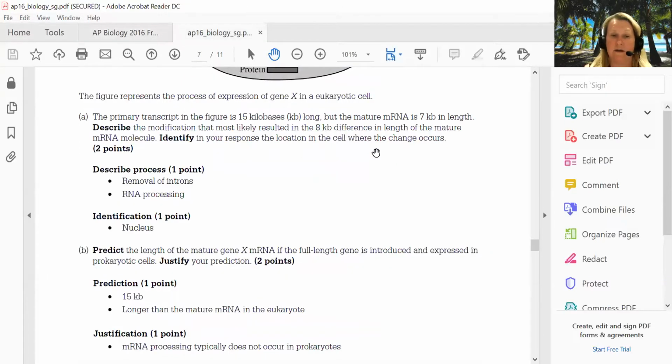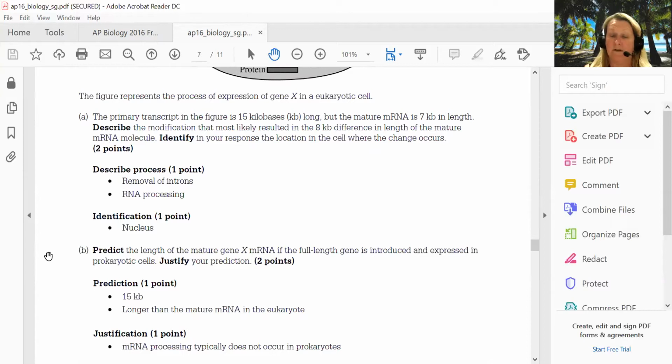Let's take a look at the scoring guideline. Part A was worth 2 points. Describe the process. You could have said removal of introns or simply just RNA processing. Location, there's only one thing you could say for that. You had to know that intron splicing occurs in the nucleus.